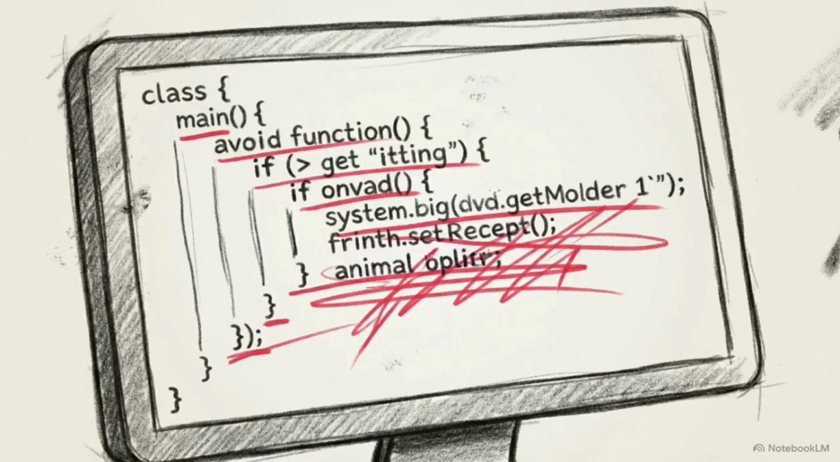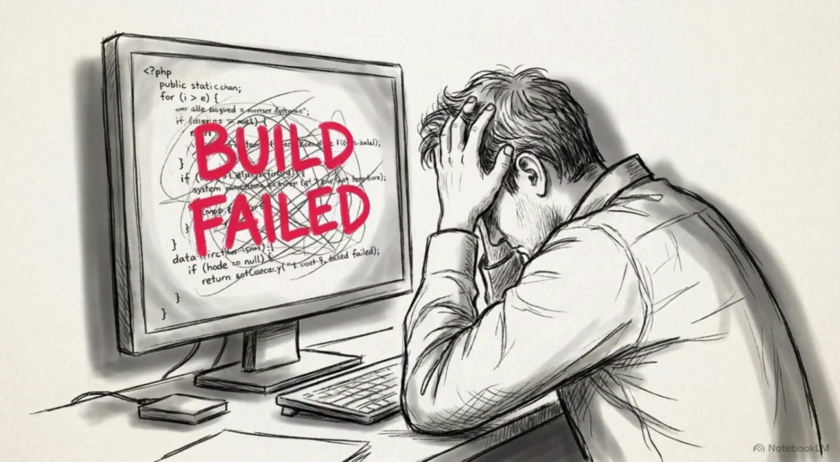Hard-coding these calls creates tight coupling. When the list changes, the core logic must be rewritten. This leaves the system rigid and prone to errors whenever the requirements expand.